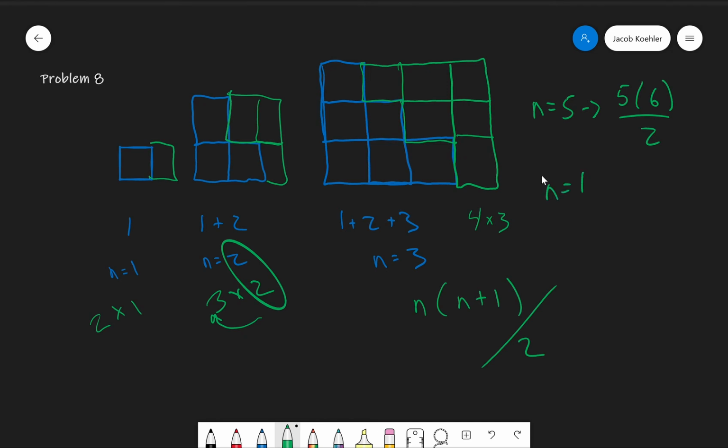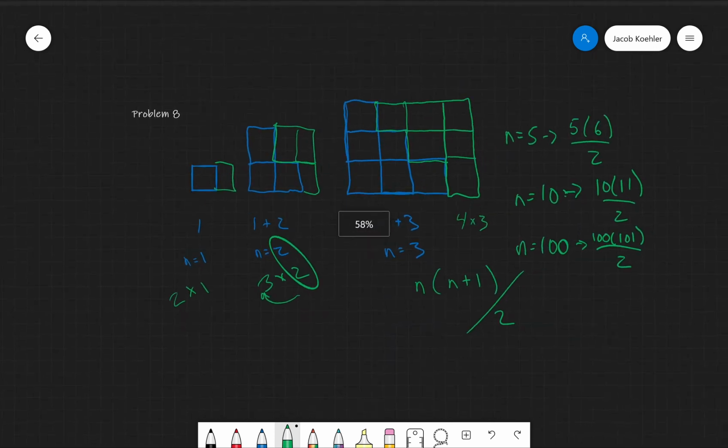For n equals 10, that'll be 10 times 11 divided by 2. And for n equals 100, that'll be 100 times 101 divided by 2. And great, voila.